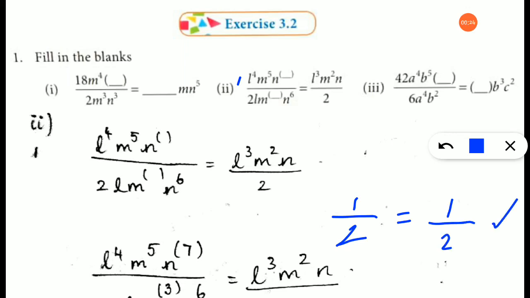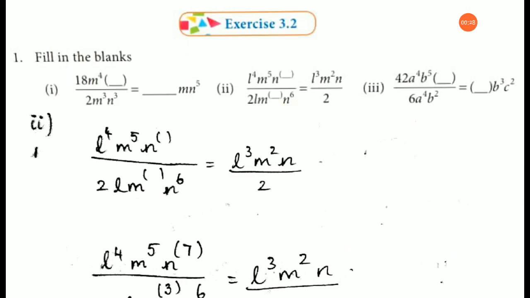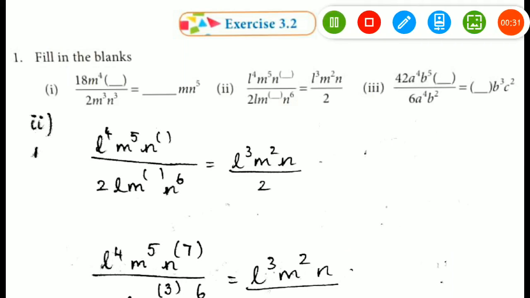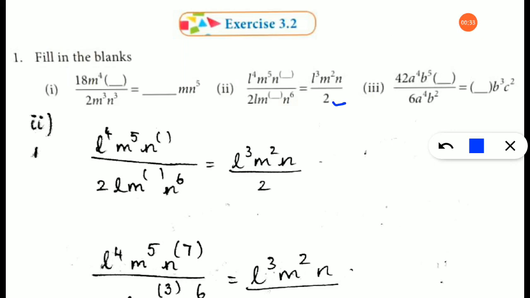So this one is satisfied, so no need to touch the numbers. Next one. Check the value of L now. Since there is nothing in the denominator on the right hand side, you are going to bring everything to the numerator here also. Okay, on the left hand side also, first check the value of L.